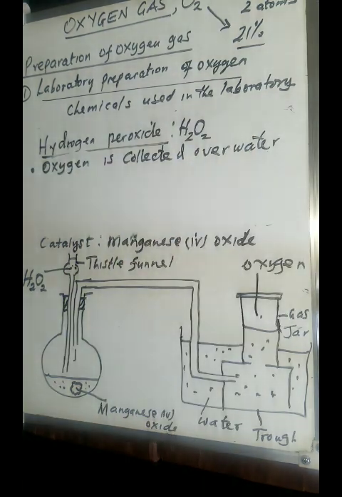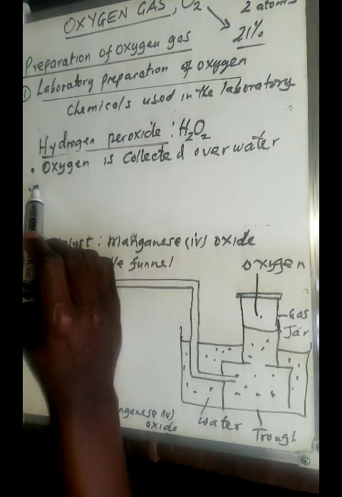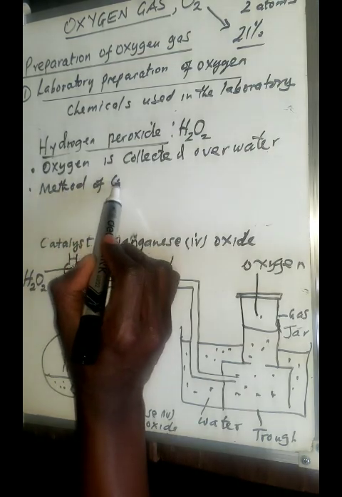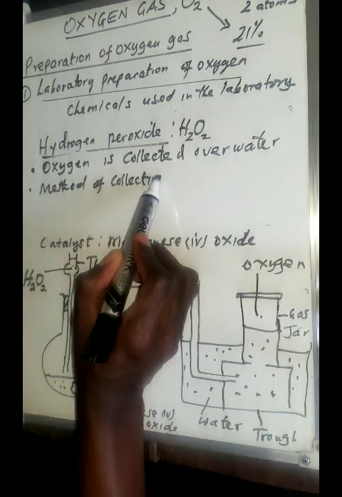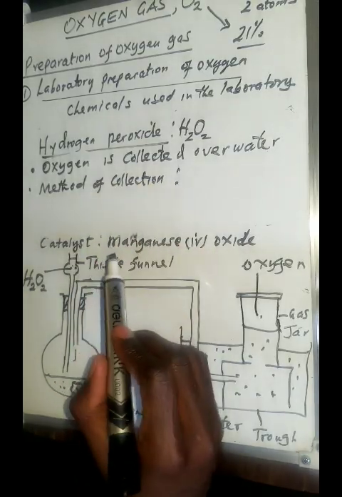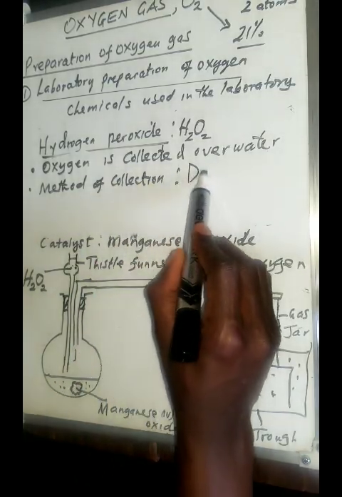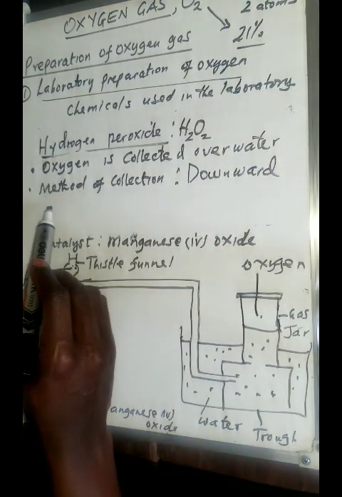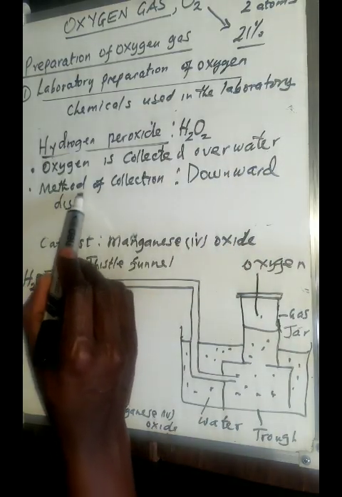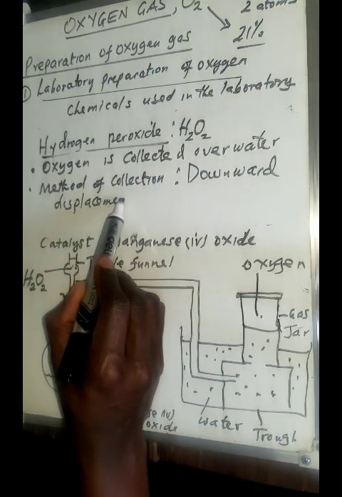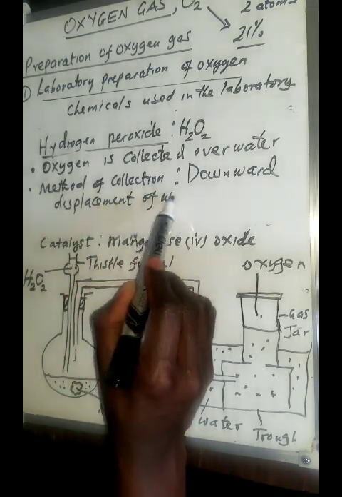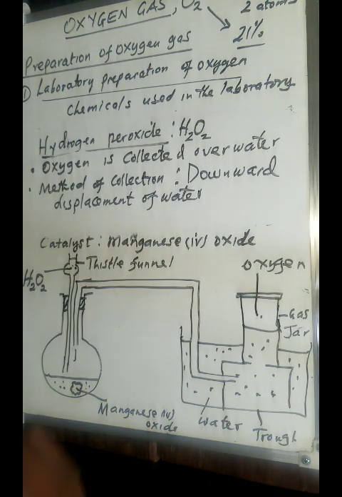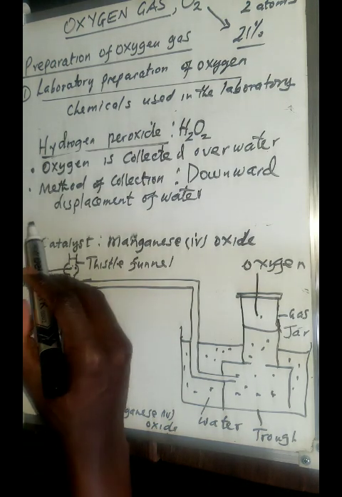So in terms of the method of collection, this method of collecting oxygen is what we call the downward displacement of water. Water is being displaced downward, so we call it downward displacement of water.